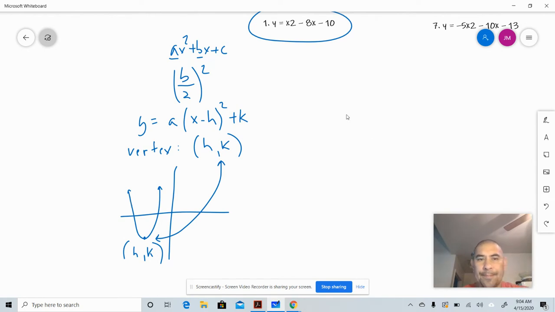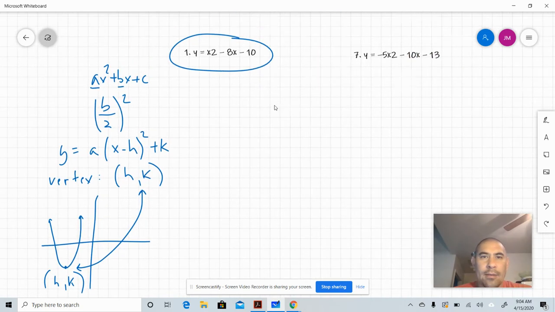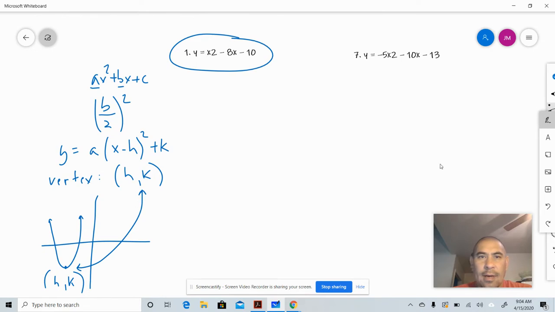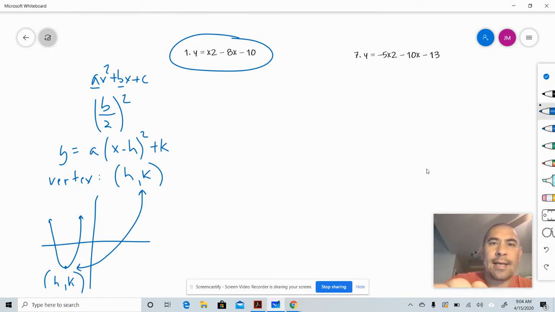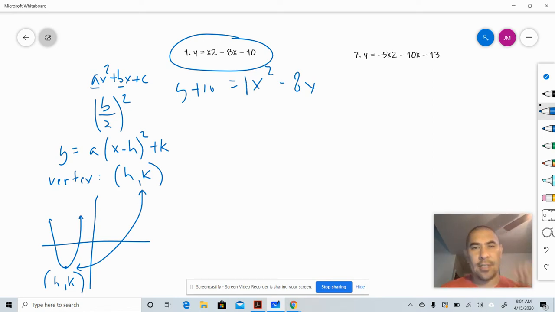of your parabola. All right, so in order to complete the square, we're going to need to add 10 to both sides of this equation. So I'm going to get y plus 10 is equal to x squared minus 8x. So the leading coefficient needs to be a 1. In this case, the leading coefficient is a 1, so I can complete the square.